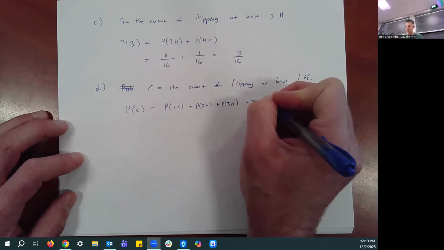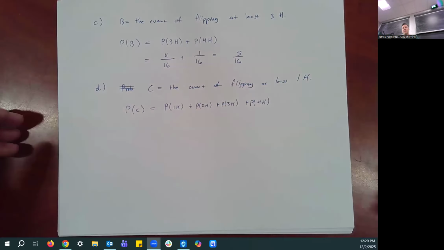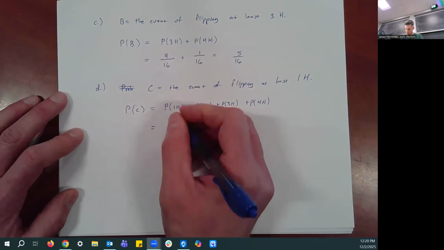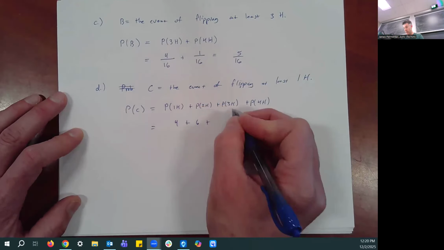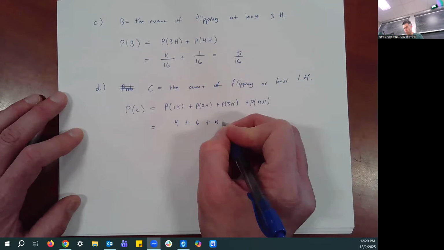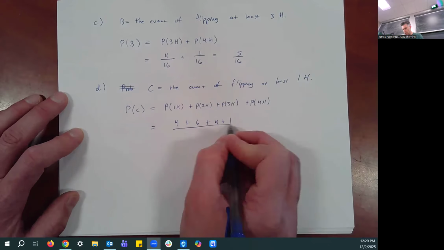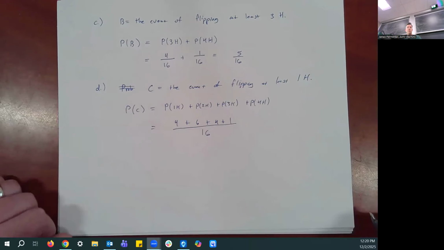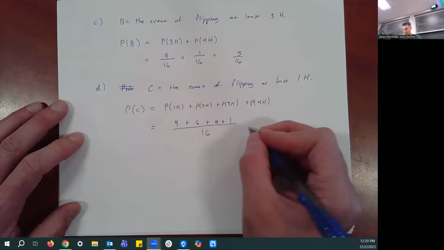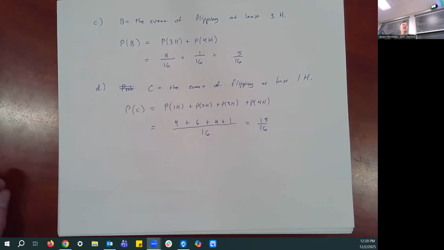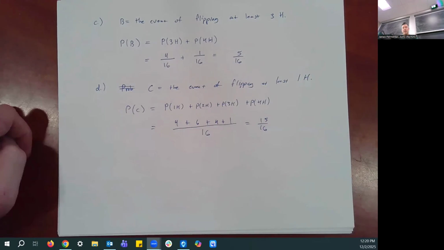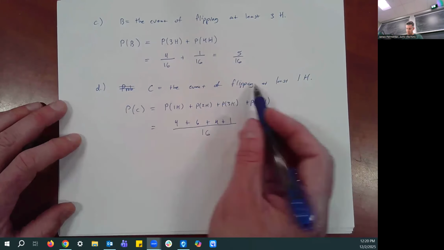But we could also just say, yeah, I know it's going to be those things. So there's 4 ways of getting one head plus 6 ways of getting two heads plus 4 ways of getting three heads plus one way of getting four heads. Each of those out of 16. So that's going to be a total of 15 out of 16. I probably could have done this doing less work. I probably could have instead said, hey, the probability of getting at least one head.